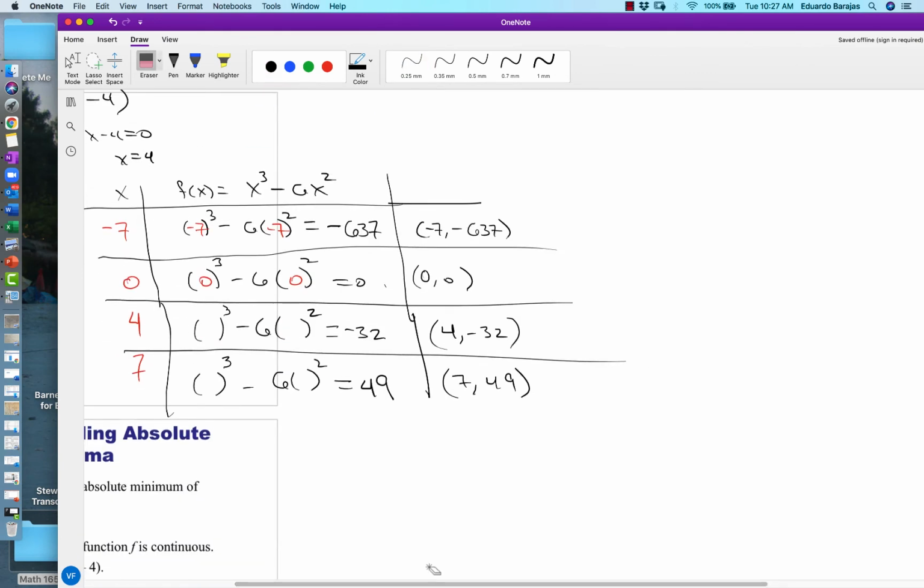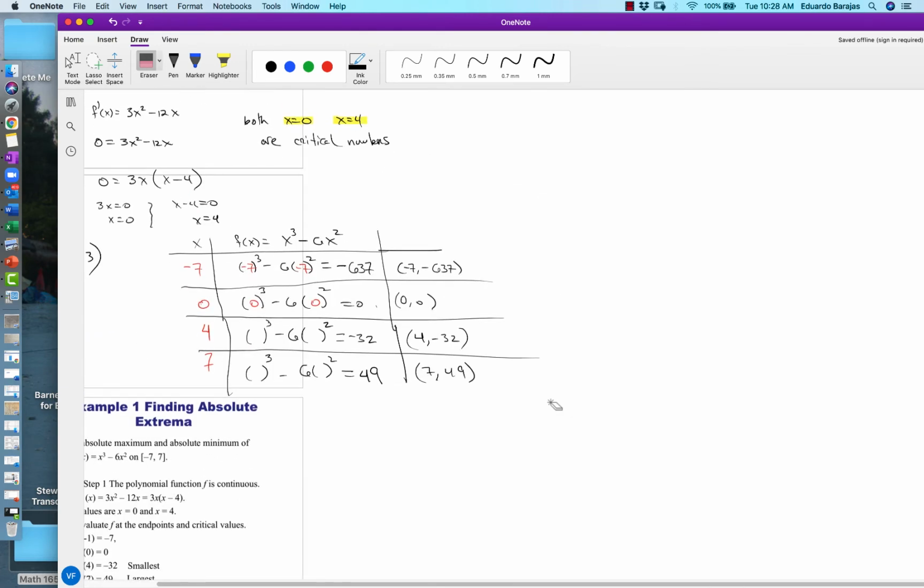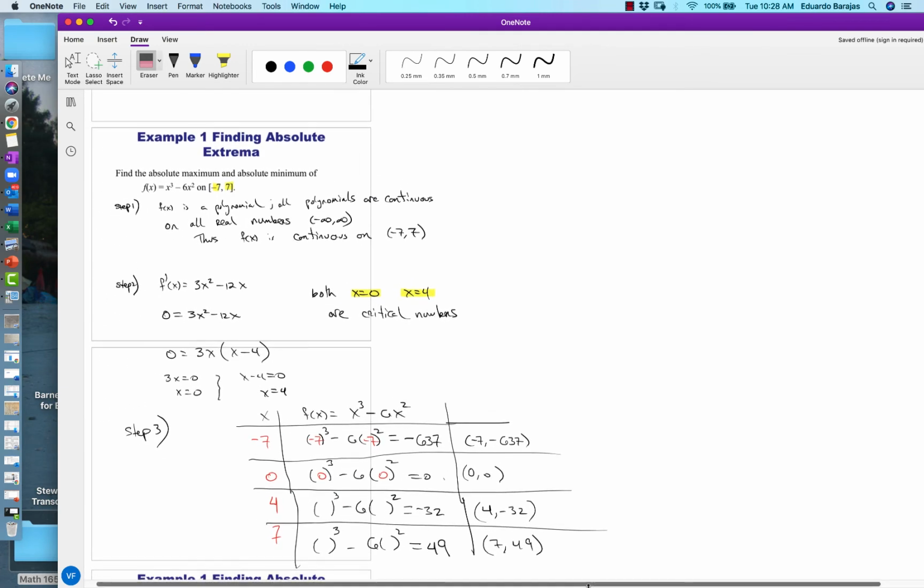Okay, so then the final steps, what are we in? Step 4 and step 5 is just going to be identify which one of these values is the largest value, which one's the smallest value. This one then becomes our absolute minimum, because it's the smallest value at negative 637, the smallest output. And the largest output is this one. So this becomes our absolute max. So this is a situation where the endpoints are the ones that ended up determining the absolute minimum and the absolute maximum.